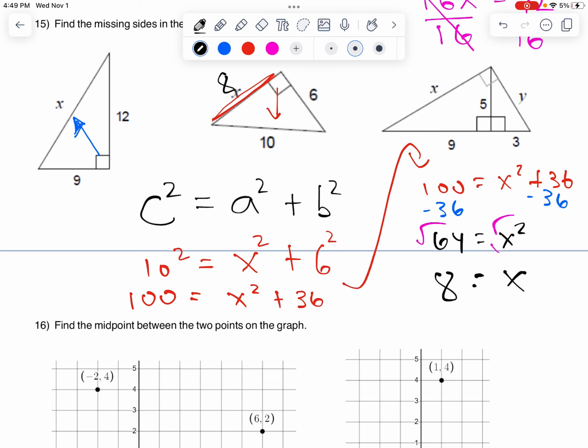Okay, go ahead and do this one on your own. This is two separate triangles. So here the longest side is x. You've got a 9, you've got a 5. So 9 squared plus 5 squared is x squared. So go ahead and solve that guy, and then do the same for the other one.